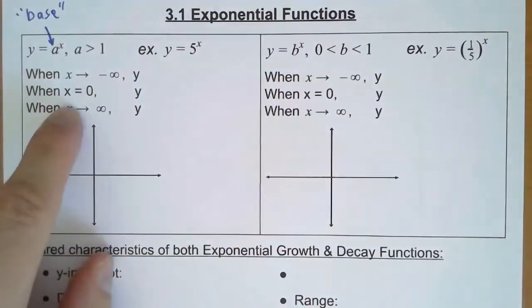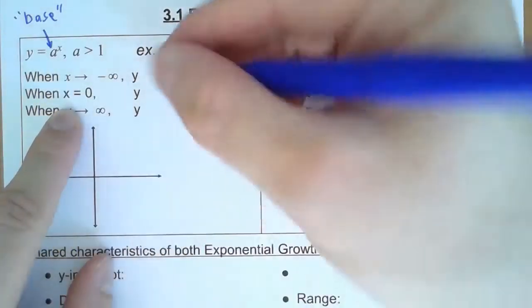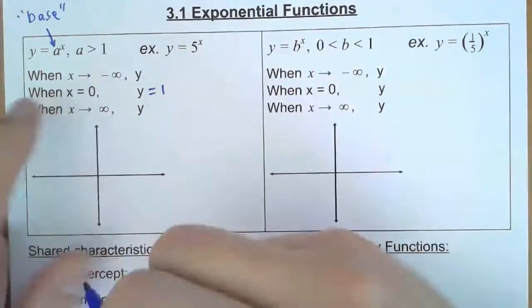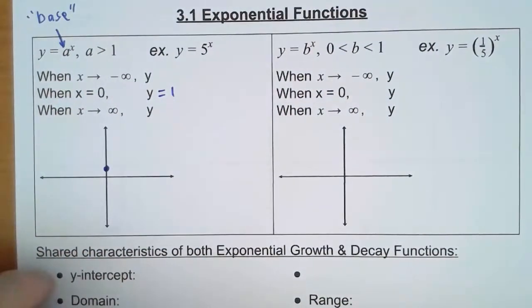So of course, the easiest thing, when x is 0, we know that anything to the 0 power is 1. So that'll be easy. We'll have y equals 1. We'll have a nice y-intercept point on the y-axis right there.